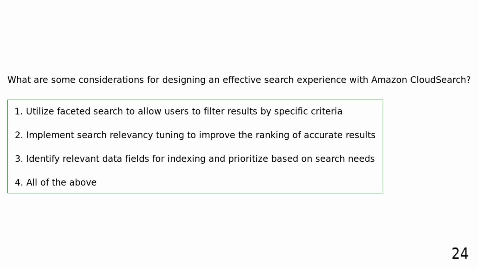What are some considerations for designing an effective search experience with Amazon CloudSearch? Utilize faceted search to allow users to filter results by specific criteria. Implement search relevancy tuning to improve the ranking of accurate results. Identify relevant data fields for indexing and prioritize based on search needs. All of the above.